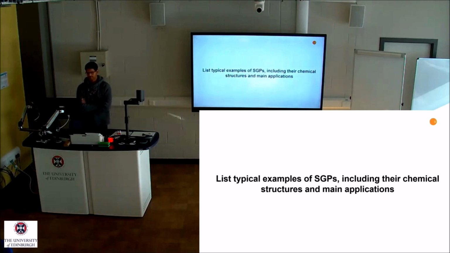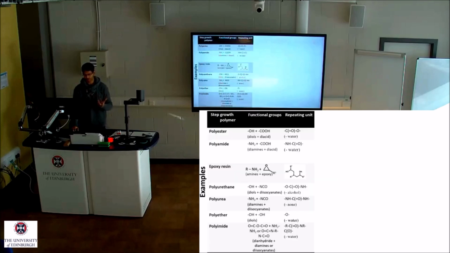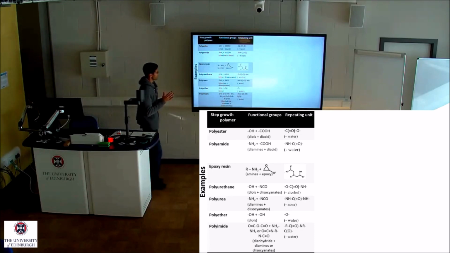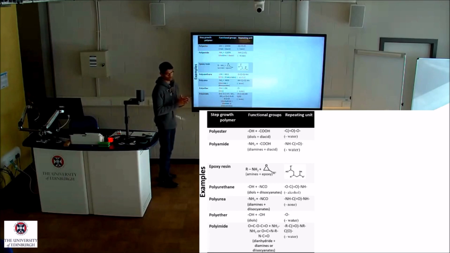So now we are going to see some of the examples of SGPs, including their chemical structures and the main applications. Before I show you the examples one by one, here is the list of step-growth polymers which are usually available. Here you really have to just remember the main step-growth polymers, like polyester, polyamide, epoxy resin, polyurethane, polyurea, polyether.